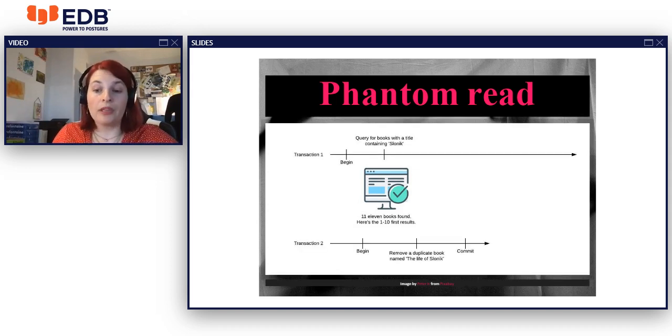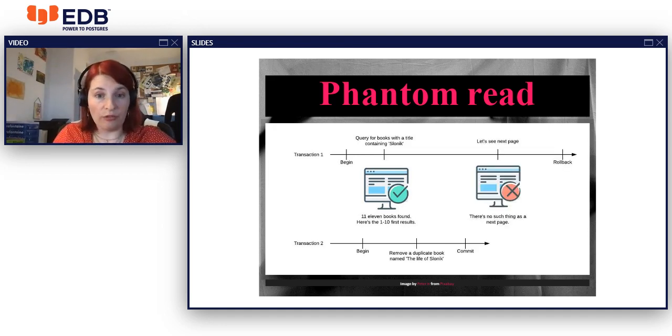And then a guy came up and said that there's a problem with a book because it's a duplicate. And so it removes the duplicate book from the list. And that book is The Life of Slonic. And it happens that it was the 11th book of your list. So when you come back and ask for the next page, the computer system will tell you there's no such thing as a next page. That's really difficult to understand for humans. Let's put it that way.